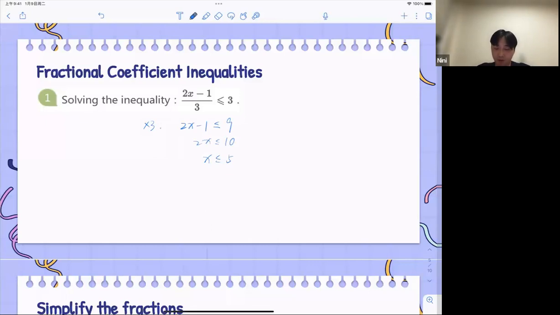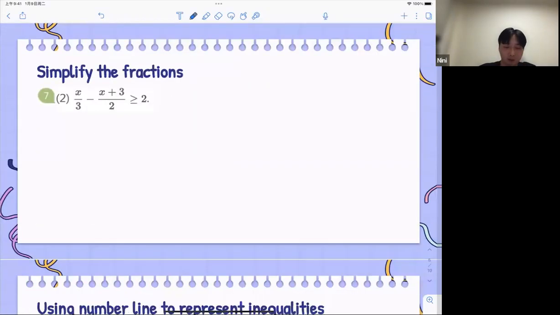Okay, so this is our answer for question number 1. And let's move on to the next one about how to simplify the fractions. So for our second question, for question number 7, what we can do is to notice that the denominator is very different here. For the first one, we get 3. For the second one, we get 2, right? So what we can do is to remind ourselves how should we get the same denominator? I mean, put the denominator as 1 as a final result.